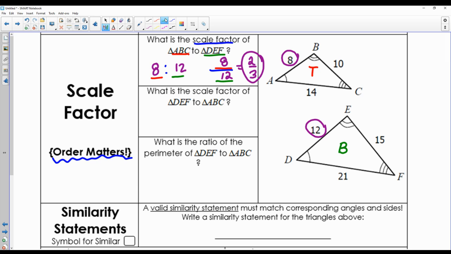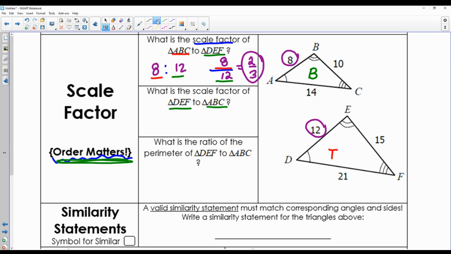Now, please note again, order matters. So this time they ask you the scale factor of the DEF to ABC. Same triangles, they just use the bottom one first. So now we're going to move this one down here and this one up here. So it's going to be the exact same thing.